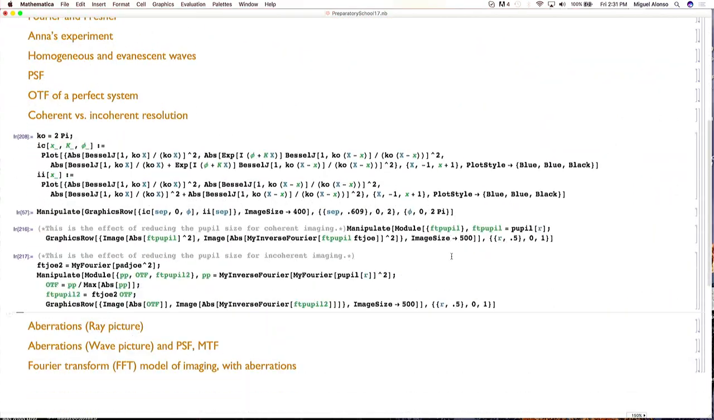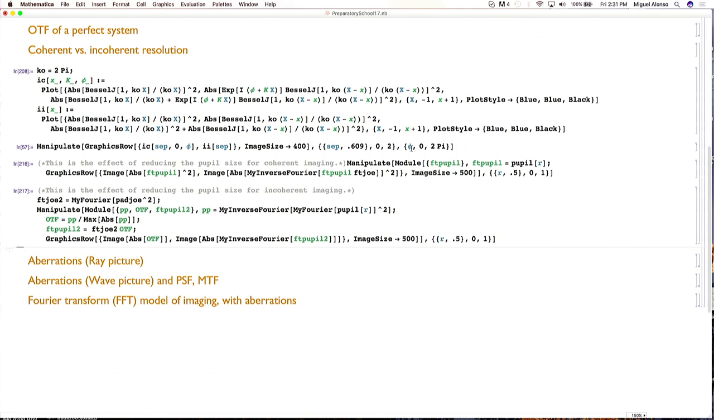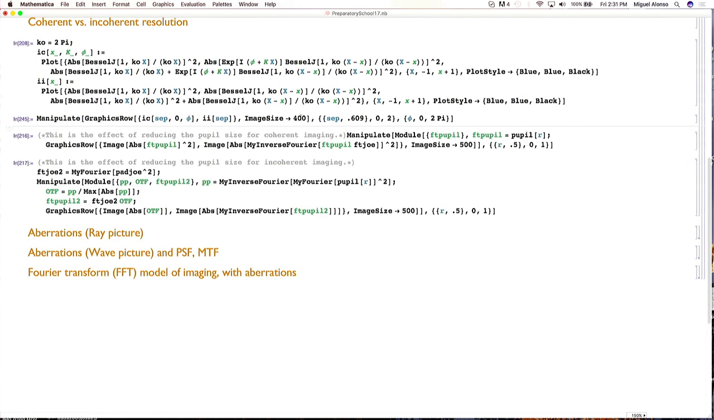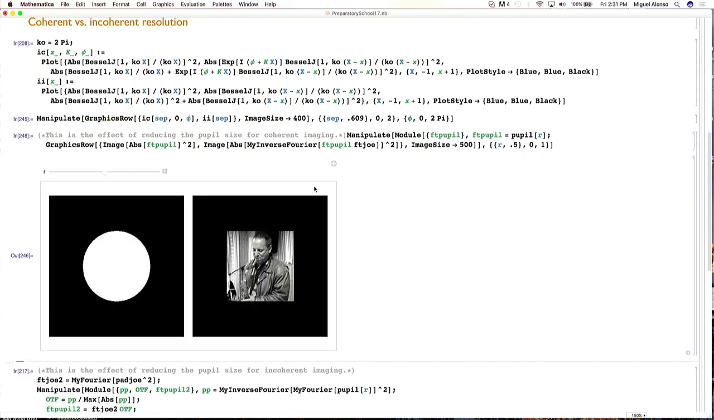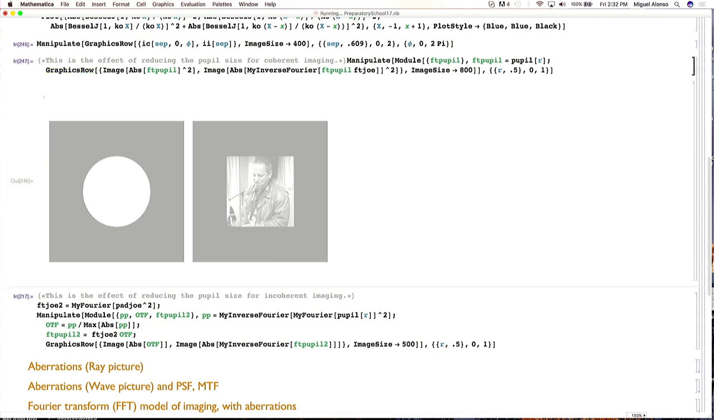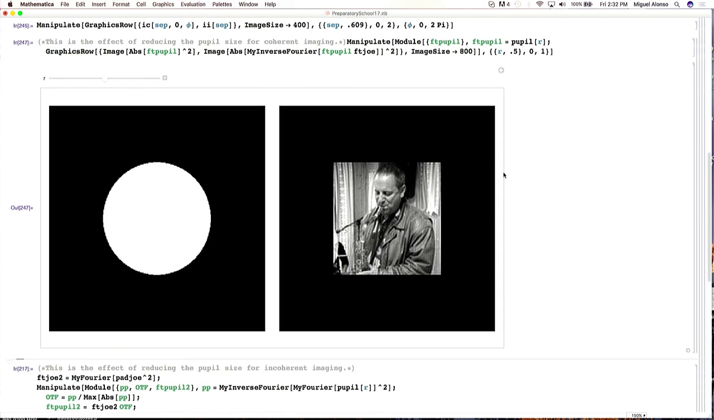Here. So let me illustrate this with this. Okay, not this one. Here. So here, I'm going to make this bigger. 800. Okay, so now you all know how we create these movies.